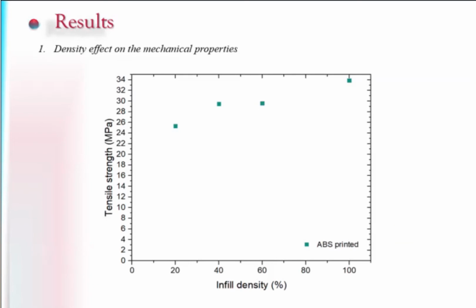It can be seen in the trend line that the strength is proportional to the mass of the specimen. A higher level of density resulted in a lower amount of voids in the infill and, subsequently, higher tensile strength. At 20% density, the tensile strength is the lowest, but at 100%, the value is the highest of all of the results.